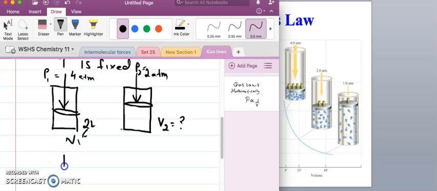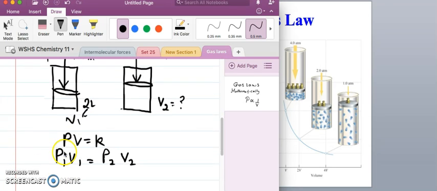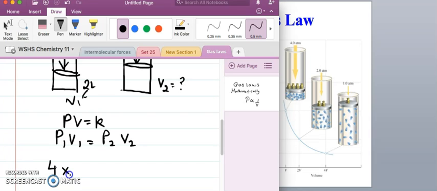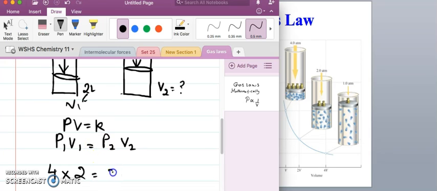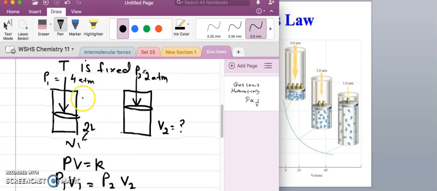We know from Boyle's law that PV is equal to K, which basically means that the product of pressure and volume in the first case would be the same as the product of pressure and volume in the second case. The pressure in the first case was 4 atmosphere. The volume was 2. The pressure in the second case is 2 atmosphere. And the volume is, I don't know. So 2 and 2 cancel out. That gives me V2 is equal to 4 liters. Which of course makes sense, because when you decrease the pressure, you expect the volume to increase.